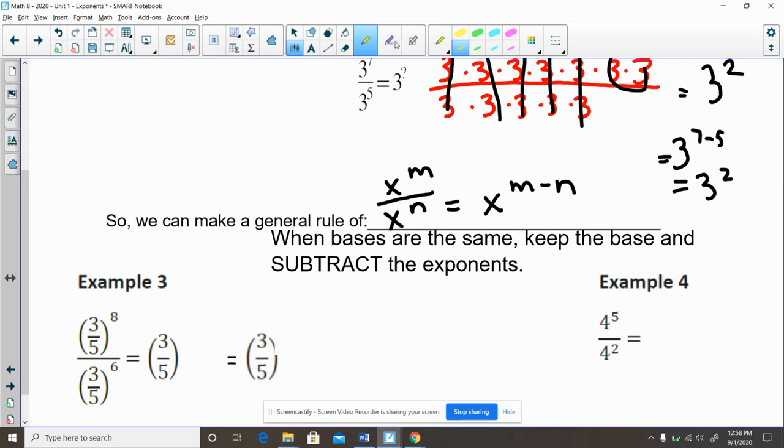Give me one second. The computer is glitching a little bit. There we go. There we got it.